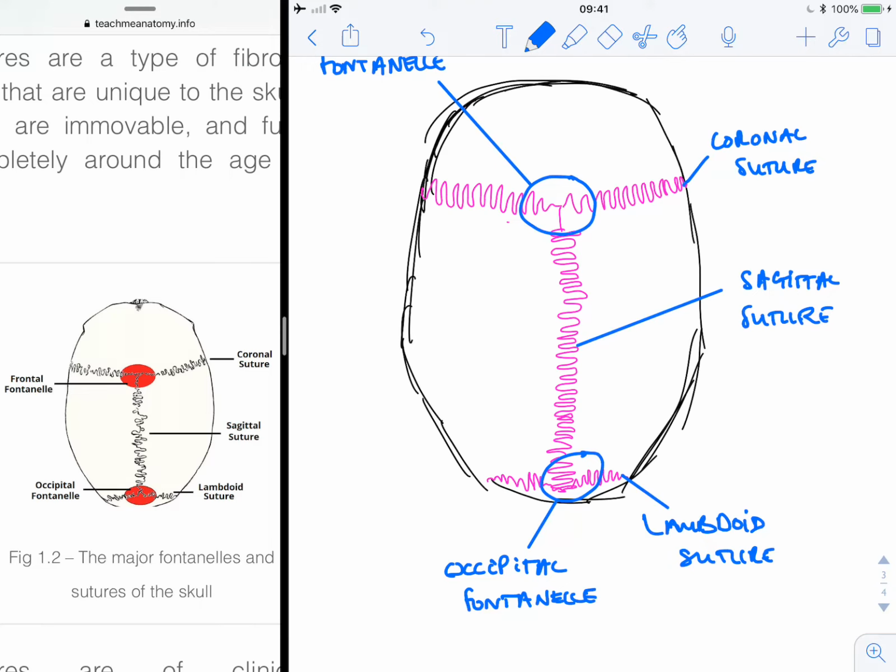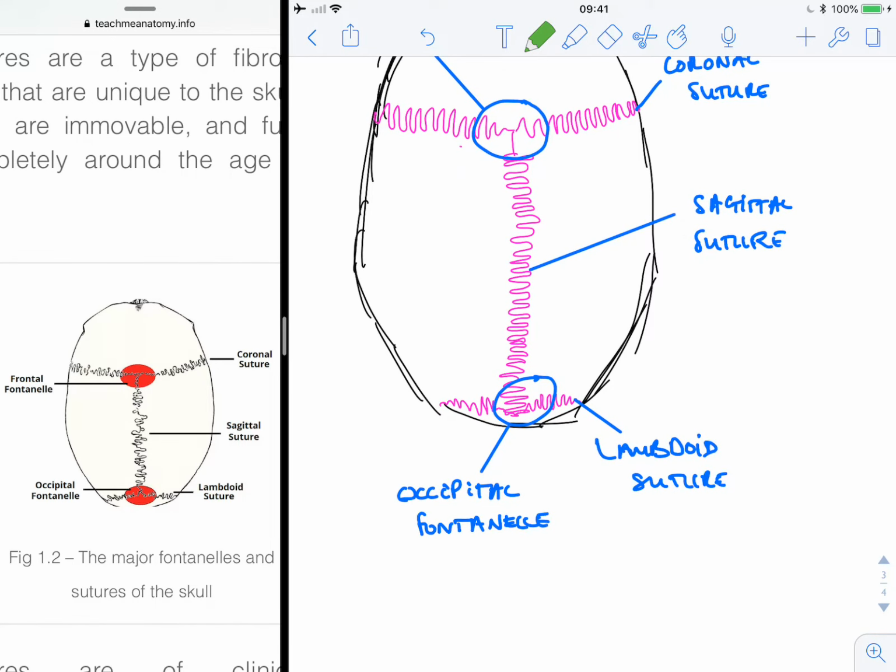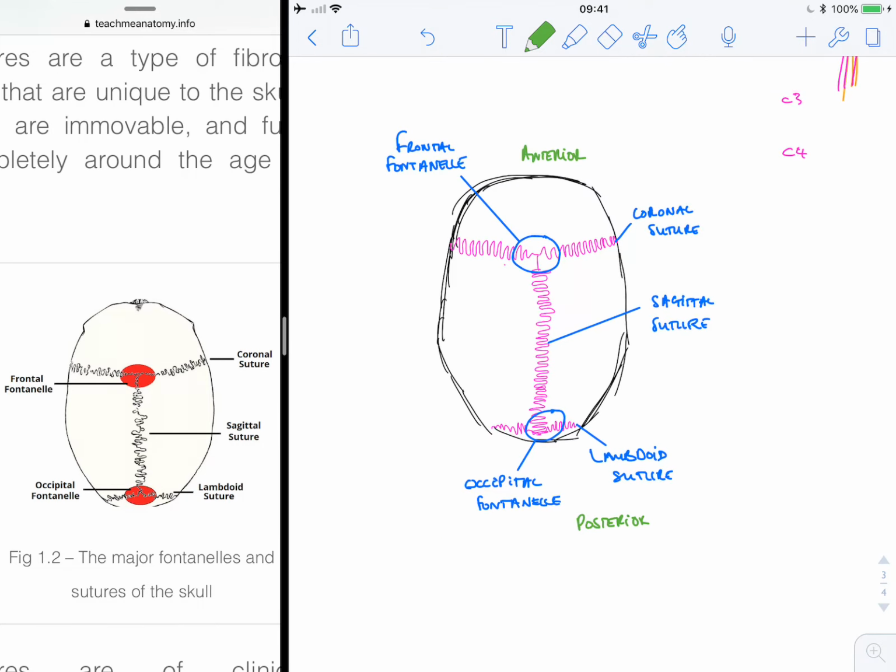Now, time for another detour. Interestingly, this is anterior, this is posterior. This is the front of the brain, front of the head, your nose and your eyes on this side. And here's the back of the head.